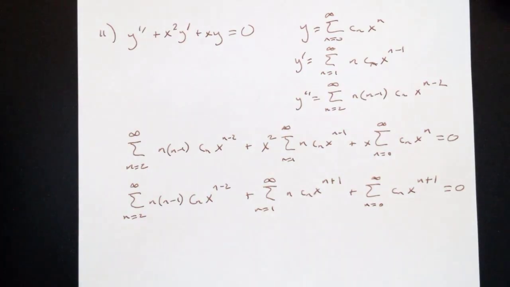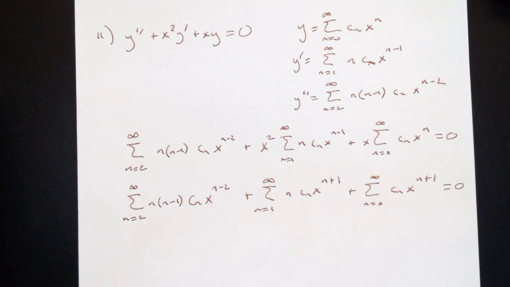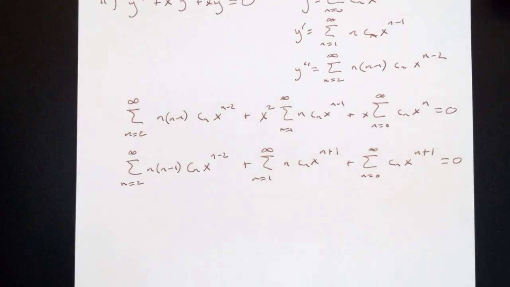So in the middle sum and the third sum, I increment my powers of x appropriately. I'm multiplying the x squared, that takes me from x to the n minus 1 to x to the n plus 1. I'm multiplying the x, I go from x to the n to x to the n plus 1. So I have different powers everywhere. This is a problem. I really want everything to be the same. I'm going to do three different reindexings.